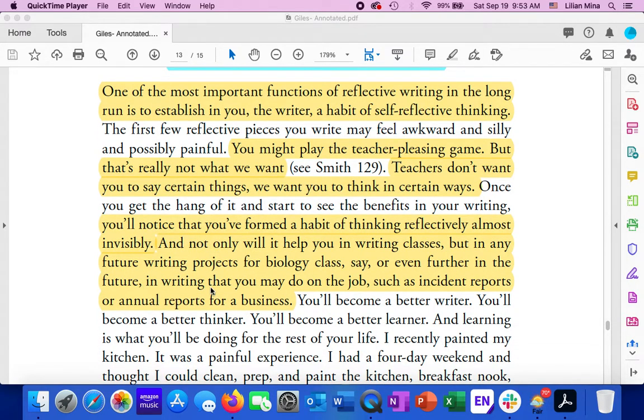You will notice that you have formed a habit of thinking reflectively, almost invisibly. The more you practice reflection in brainstorming, in determining what details you need, in determining the purpose and audience of your writing, in thinking about what you've learned from that experience in the literacy narrative, the more you think about these decisions, you will become more reflective and it will become seamless. You do it more on the go without much thinking because it's becoming part of your writing process. And not only will it help you in writing classes, but in any future writing projects for biology class, say, or even further in the future in writing that you may do on the job, such as incident reports or annual reports for a business.